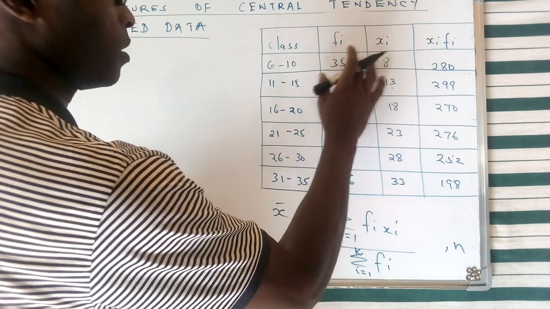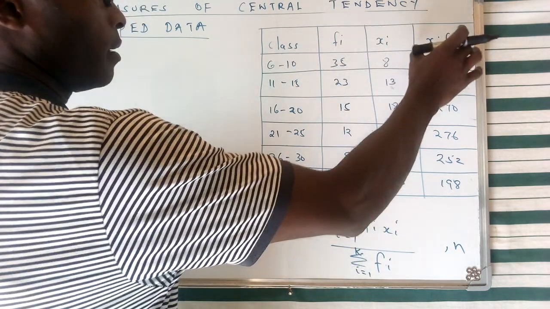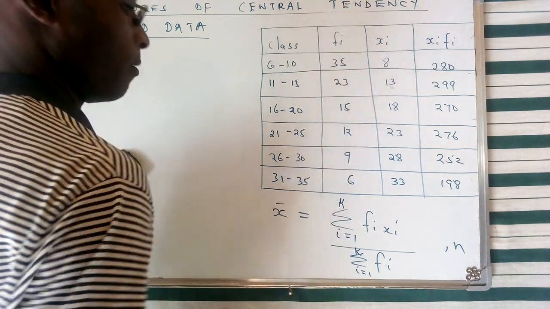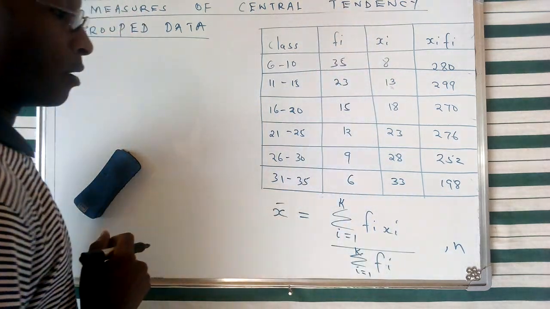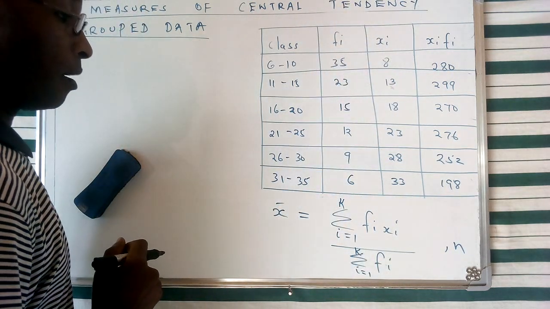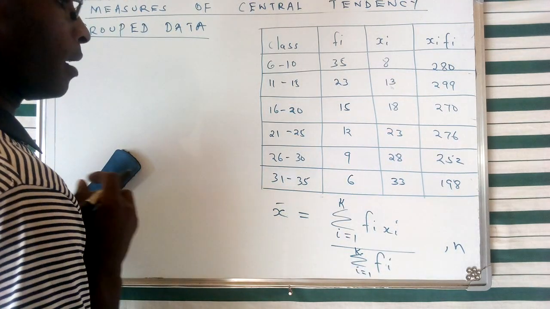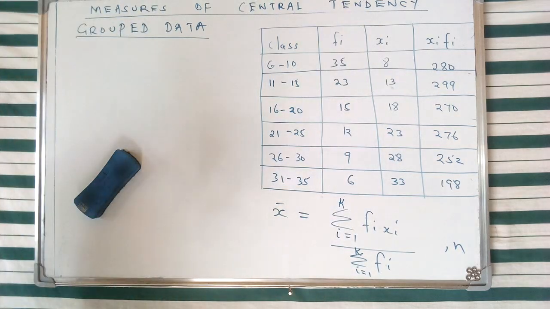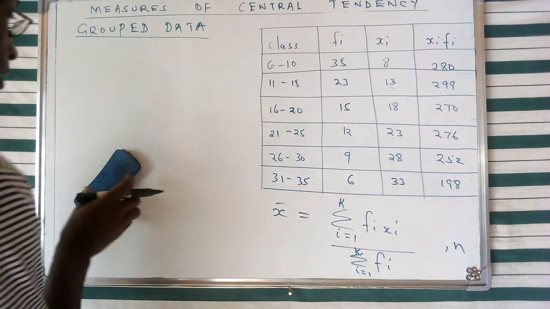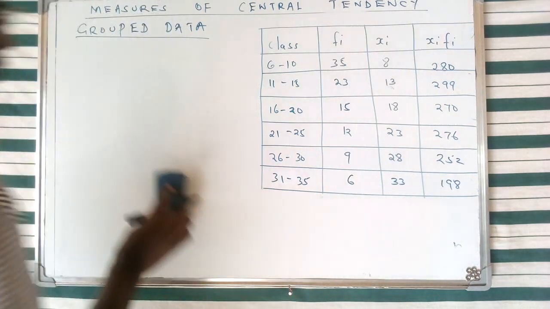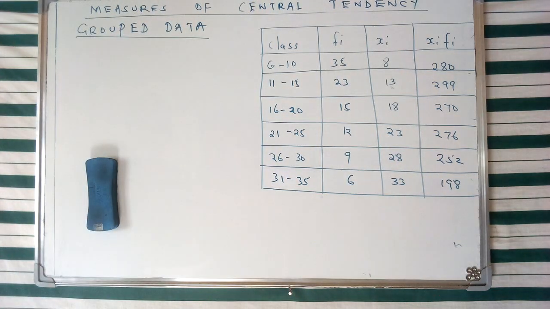So therefore, it's going to be the product between the two. And this fourth column is going to give us the product of the second and the third, which is going to assist us evaluate the numerator in this particular case. Now, for the case of n, this is going to be a summation of the frequencies. And of course, since I've given it in tabular form, we're going just to use that one as our example.